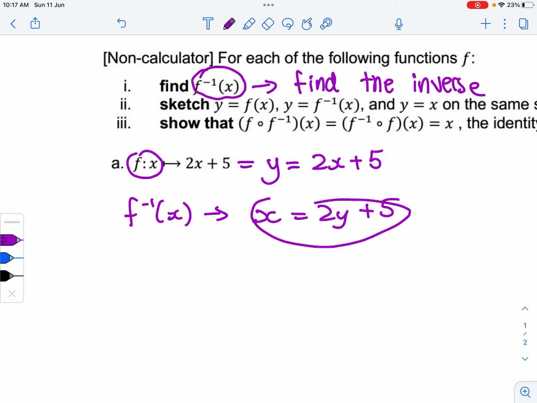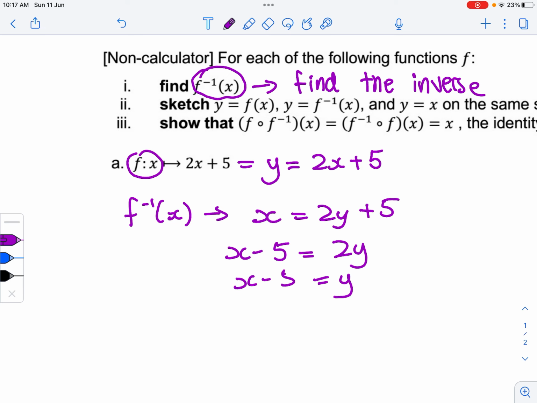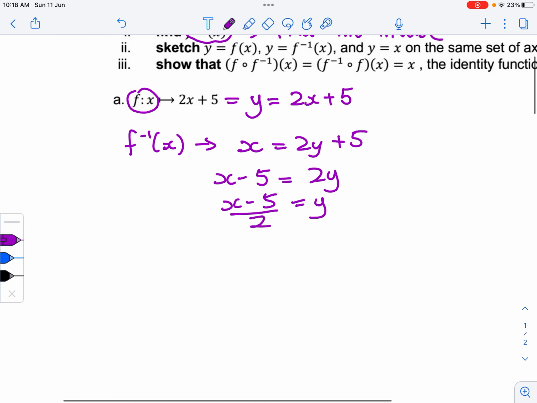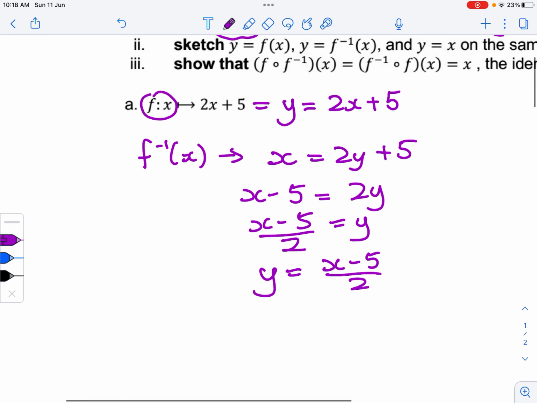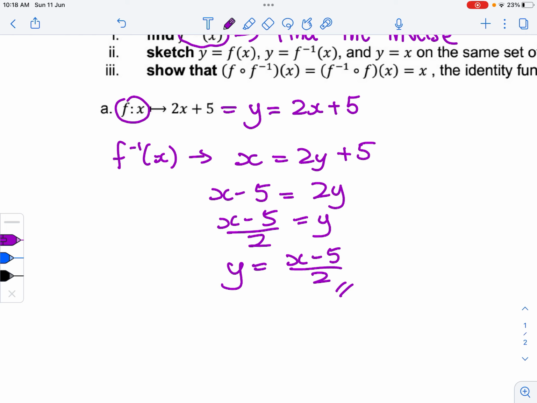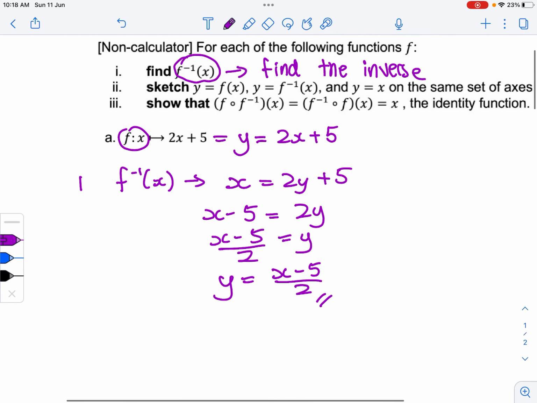Now we're not done yet because we want to rewrite it with y by itself so that we have a clear graph. Algebraically, we'll move the 5 to the other side. It becomes x minus 5 equals 2y. To leave the y alone, I need to divide both sides by 2. Now I have y itself. I can also rewrite this on the left-hand side so that it's clear, because a lot of times we put the y on the left-hand side. And so here is our inverse. That's already the first step done.